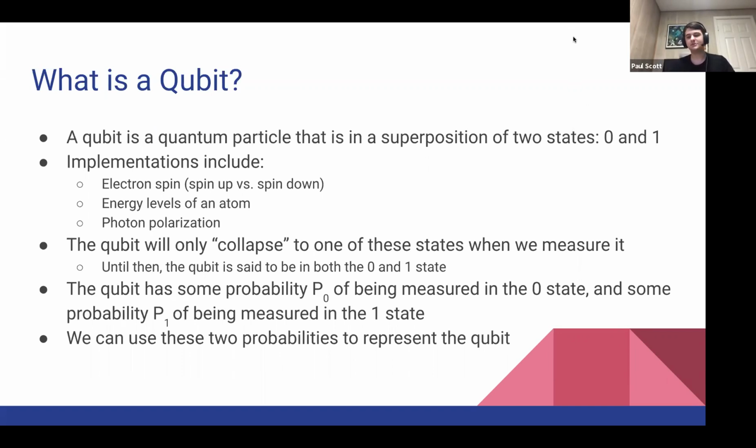So then this qubit is very interesting. When I mentioned that quantum computing is probabilistic, the reason is because when we measure a qubit, it has some sort of probability, which I'll call P0 in this case, for being measured in the 0 state. And it has another probability, P1, of being measured in the 1 state. And so how we represent a superposition of a qubit is we use these two probabilities.